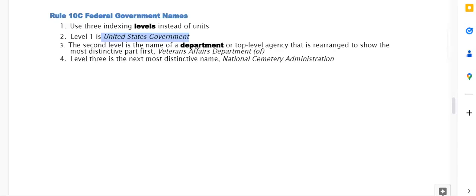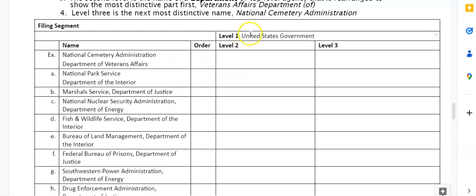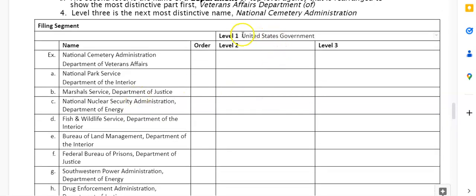The next level is the name of the department or top level agency. And then the next, or third, level would be the most distinctive name. Let's take a look at some examples here. Okay, because there's a lot of information, I won't expect you to write out United States government as level 1. We're going to assume, because these are all federal government names, that level 1 is United States government.